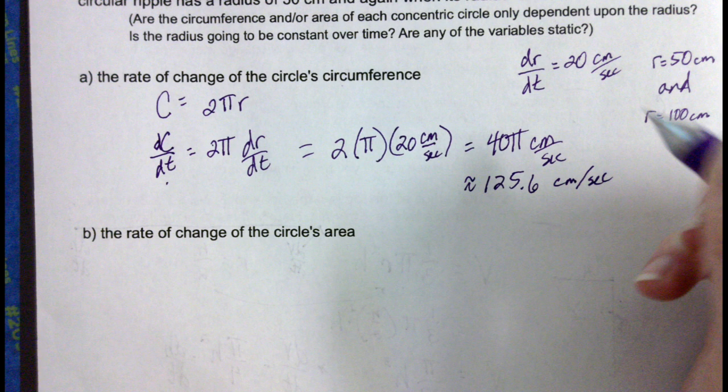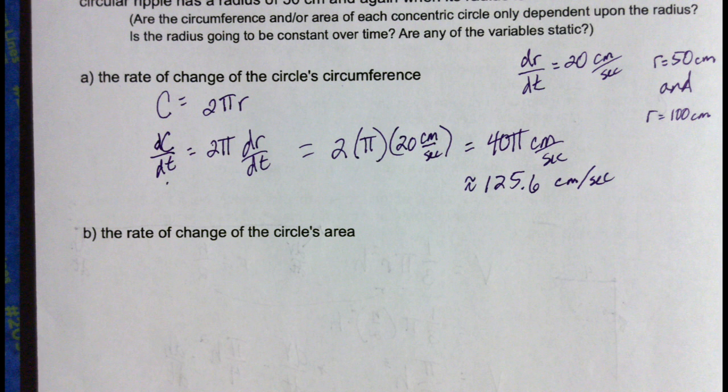But the area, that's a different story. Because what is the area of a circle? Pi r squared. So the derivative, the rate of change of the area over time, is 2 pi r dr over dt.